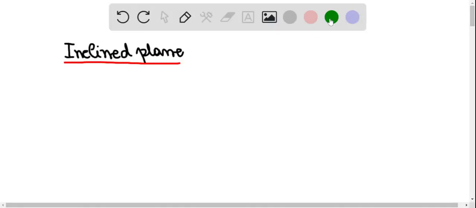In this problem, we're going to talk about inclined planes. So consider that we have a block that is lying on an inclined plane that makes an angle alpha with the horizontal.